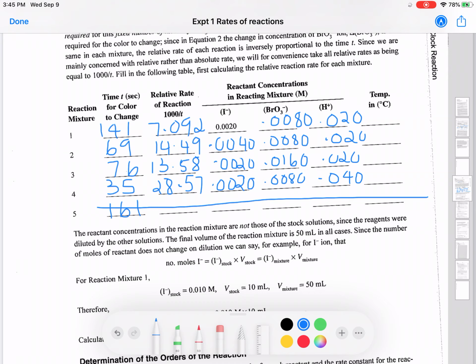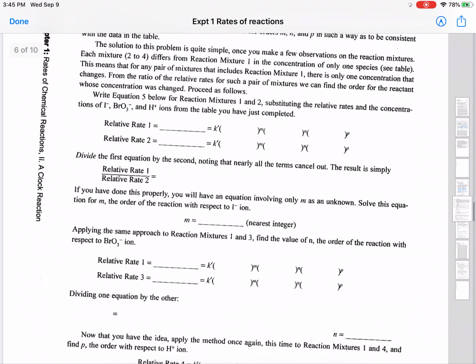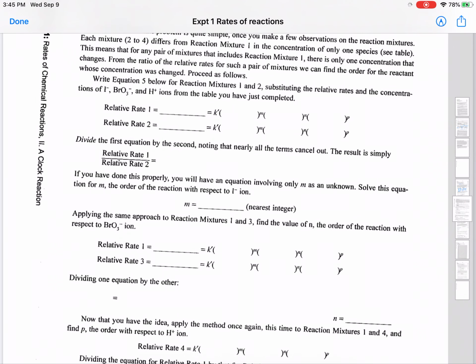Okay, now that you have this information, we're going to use this to find out the orders of the reactions. What is the order with respect to iodide and bromate and H plus? How are we going to do that? Okay, so now we're going to divide. You may have already learned this in your lecture, because it's the same thing that we are learning in the lecture. So you take two relative rates where you have kept two of the reagent concentrations the same, but you made one of the reagent concentrations change.